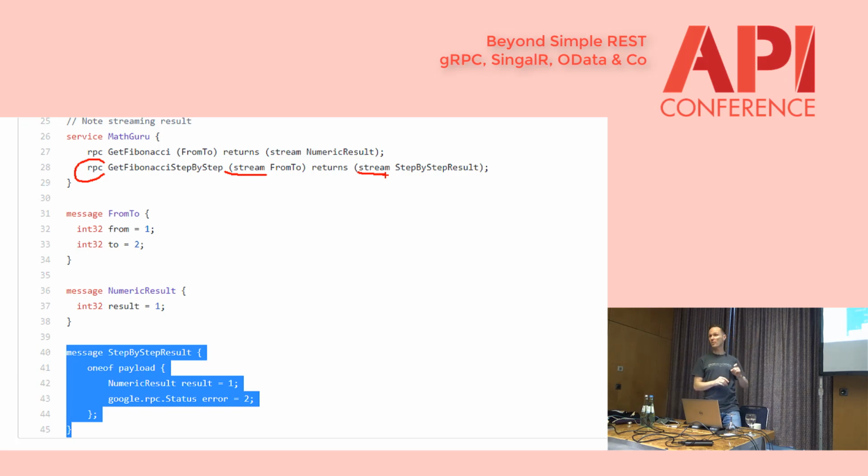So that is the first one that's specific. And the second one is the result message is a oneof, as you can see here. And I'm using a package from Google RPC status, which is for error handling.